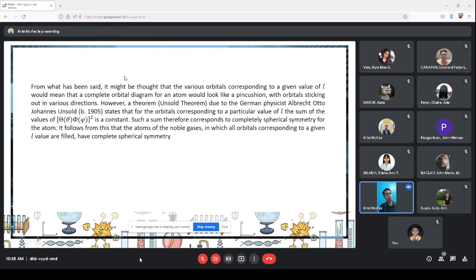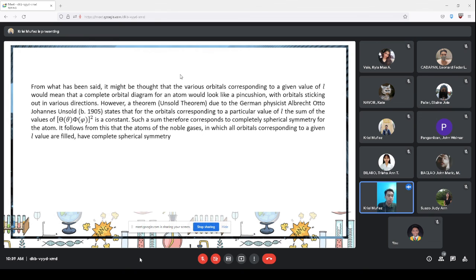Anyways, for what has been said, it might be thought that the various orbitals corresponding to a given value of L would mean that a complete orbital diagram for an atom would look like a pin cushion. So imagine you have a pin cushion with pins stuck in it. It's not just spherical in shape, but has many different protruding orbitals. So that's how we can imagine its appearance.